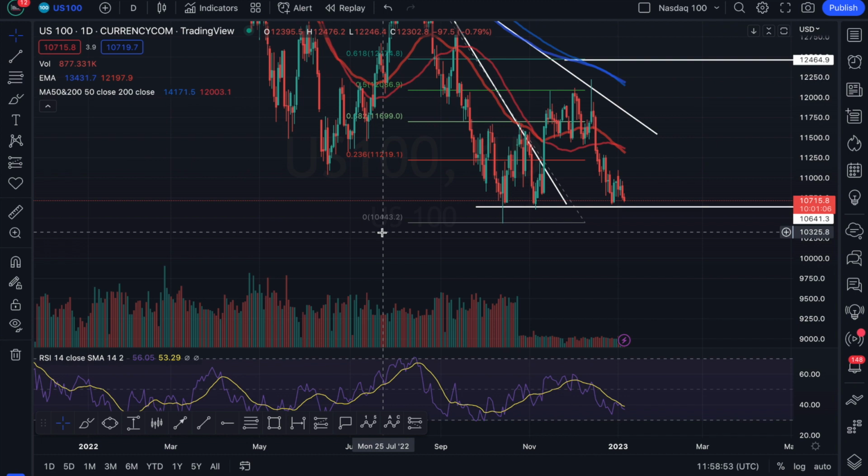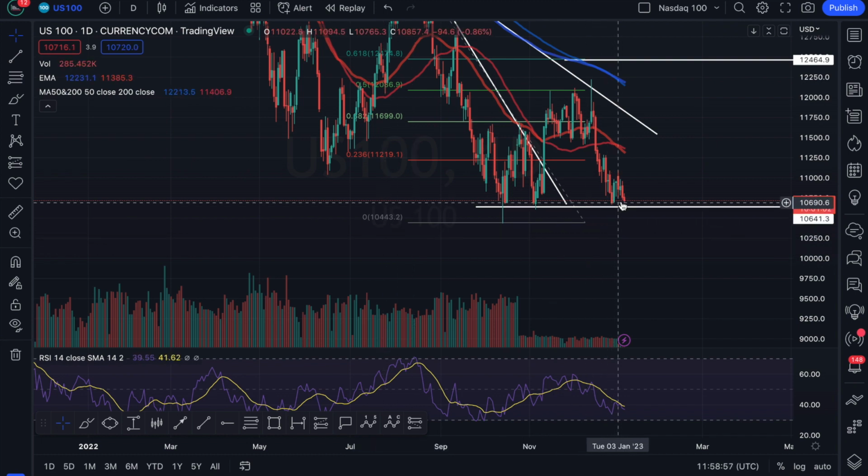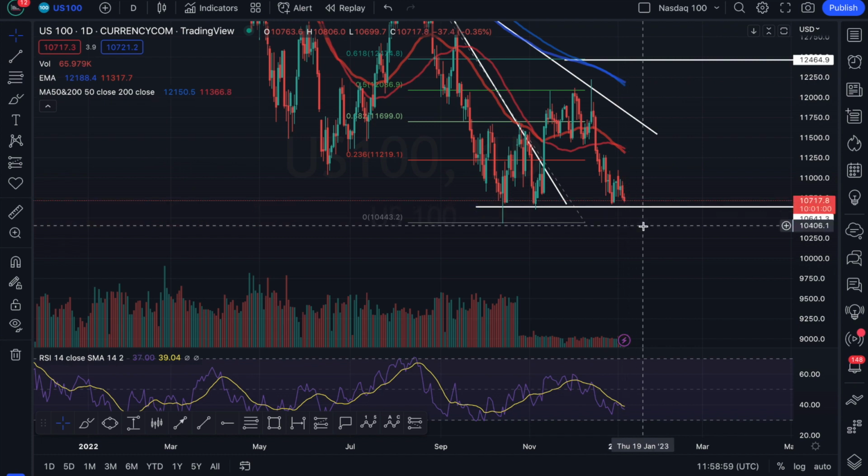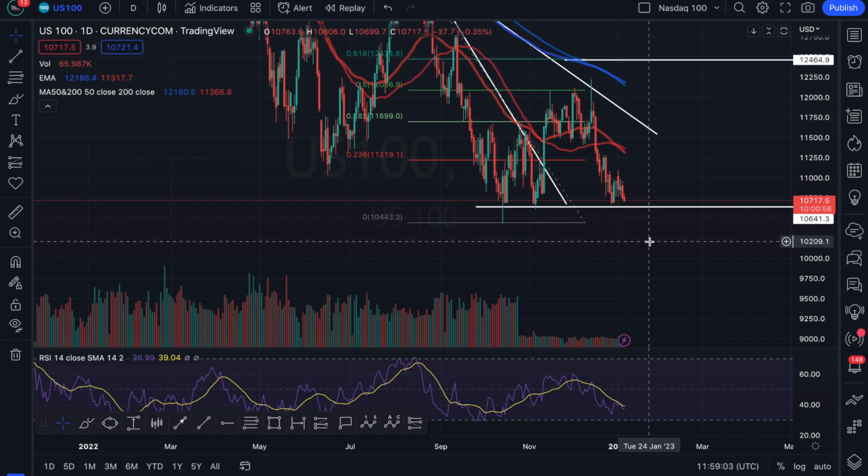But let's start here by looking at the Nasdaq100, currently trading at 10,700. We're pretty much testing those 2022 lows. And I'll come out and say I personally believe that we are going to break lower. I think 10,500 is a reasonable target, and we could even go a little bit further. We could even go down towards 10,000.